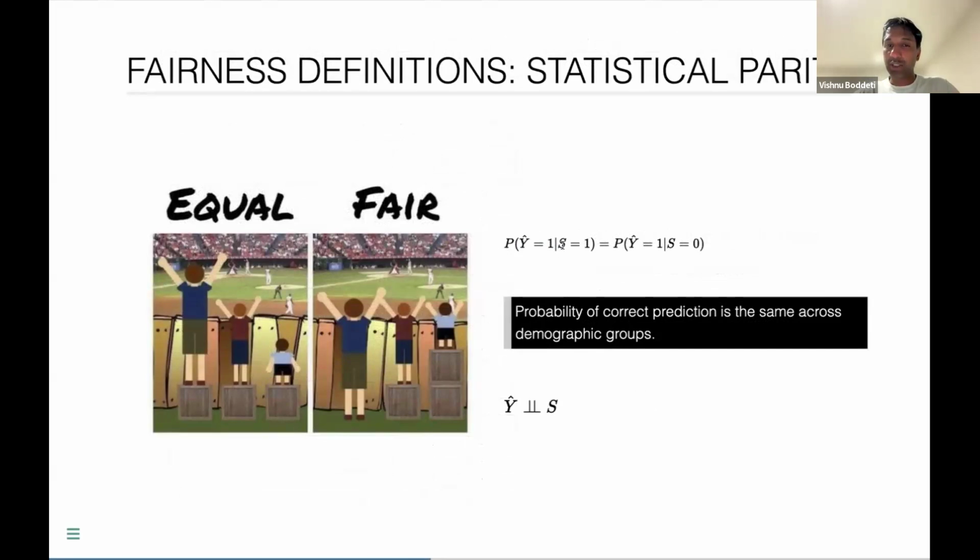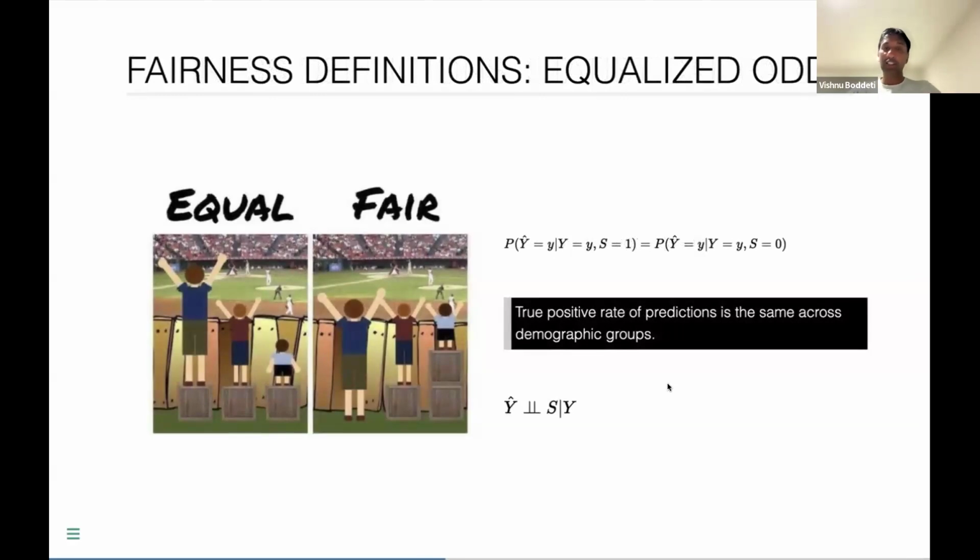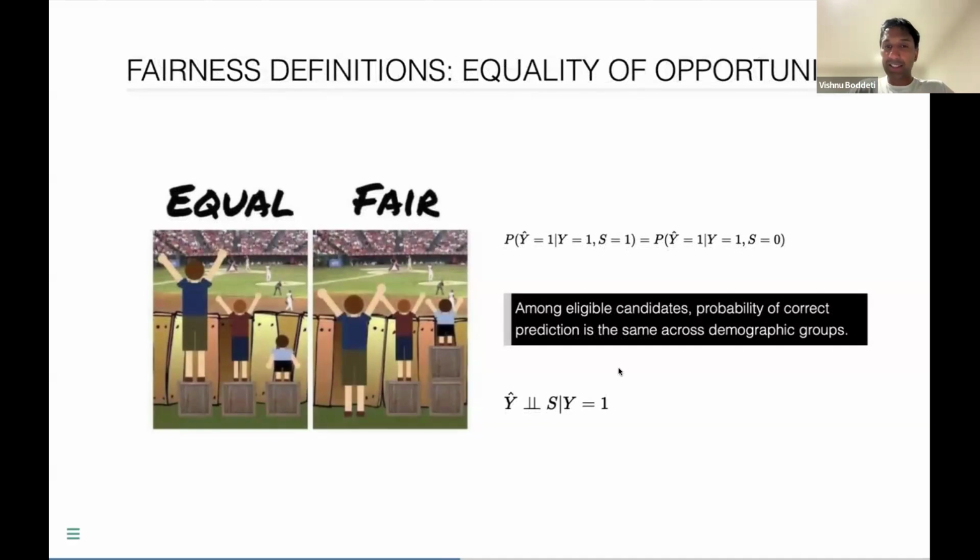So S here corresponds to one of the sensitive attributes, like say male or female, or race or gender and those kinds of things, or age. And you want these probabilities to be equal regardless of what the sensitive label is. There's also another definition called equalized odds, where you want the true positive rate of the predictions to be the same across all the different groups. There's another one called equality of opportunity. This basically says among all eligible candidates, I want the probability of correct prediction to be the same across all the groups.